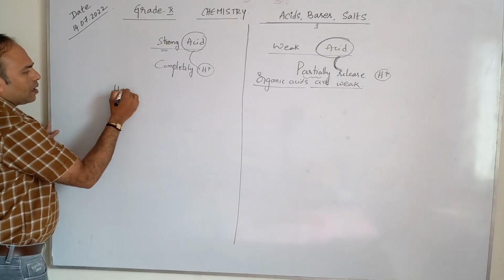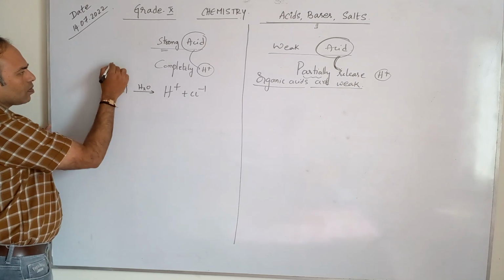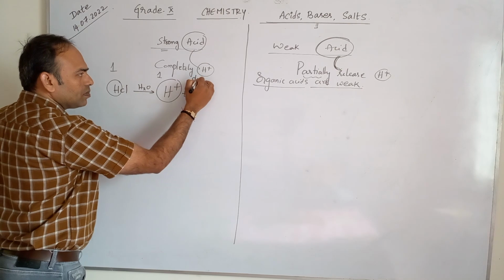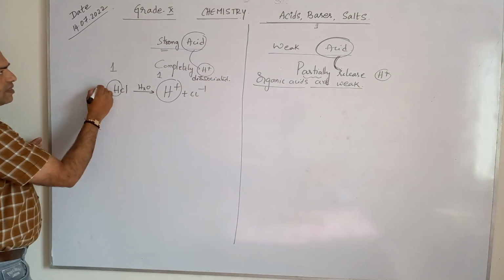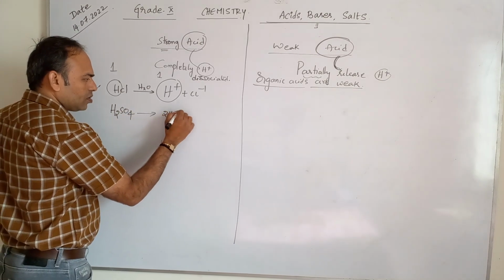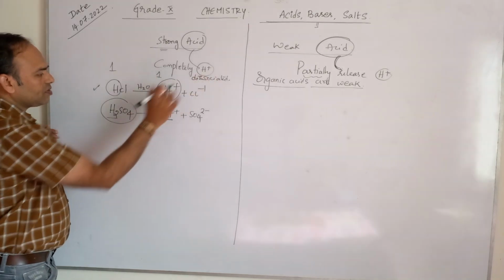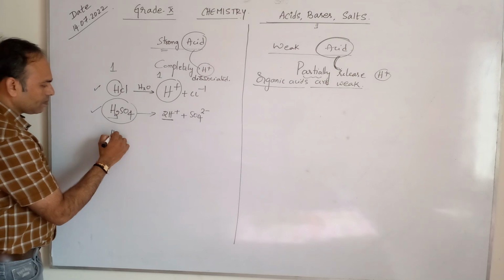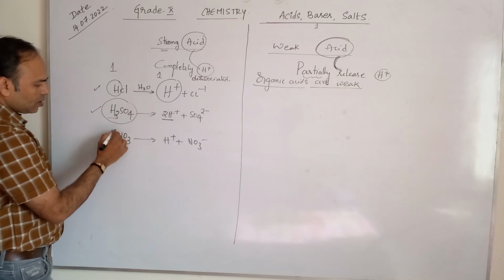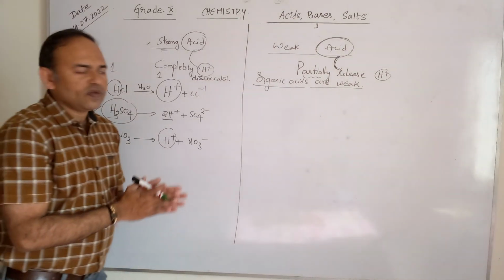Number 1, HCl in water completely dissociates to H plus and Cl minus. See, how many hydrogens are there? 1 hydrogen. How many protons are there? 1. It is completely dissociated. You can write completely dissociated or released. Hence HCl is a strong acid. Second one, H2SO4. It is also dissociated completely. 2 hydrogens and 2 protons, completely dissociated. Hence it is also a strong acid. Take HNO3, H plus and NO3 minus. 1 hydrogen, 1 proton, completely dissociated. Hence you call it a strong acid. So these are the 3 examples of strong acid.